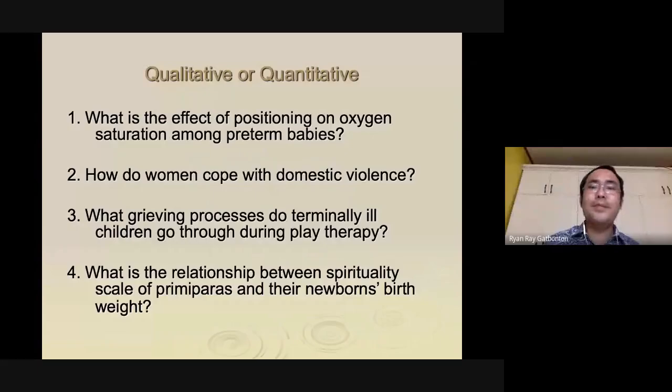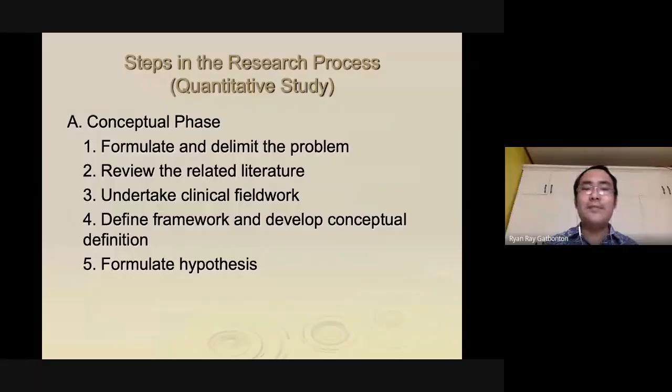Now, here are the steps in the research process. For a quantitative study, you take on a conceptual phase. In this phase, you try to formulate and delimit the problem, review the literature, undertake clinical field work. Ibig sabihin, you try to look for certain evidences before you start with your problem. Fourth, you define your conceptual definition and you formulate your hypothesis.